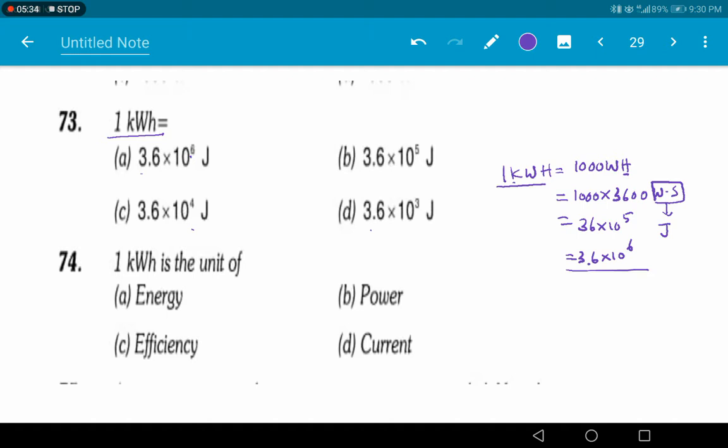So what is your answer? Your answer is A. And next, 1 kilowatt hour is a unit of... watt hour, wattage into time. It is a unit of energy, not a unit of power.